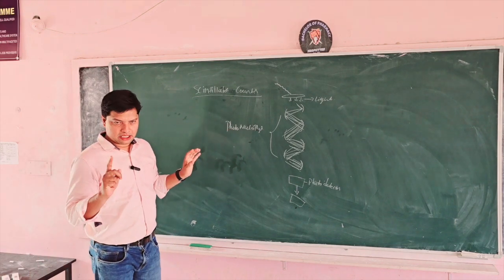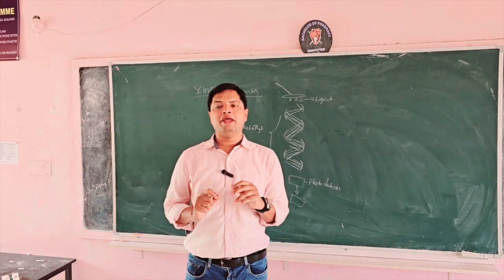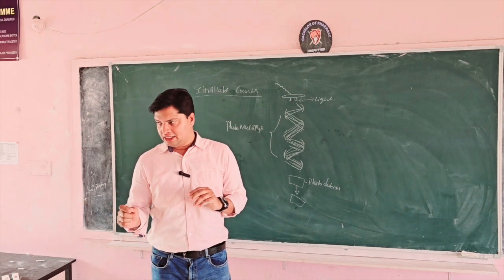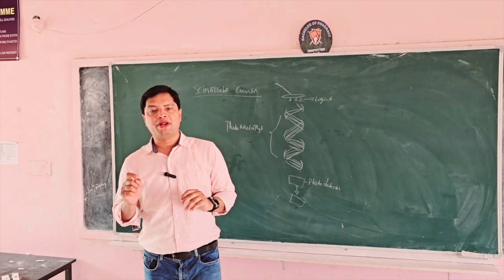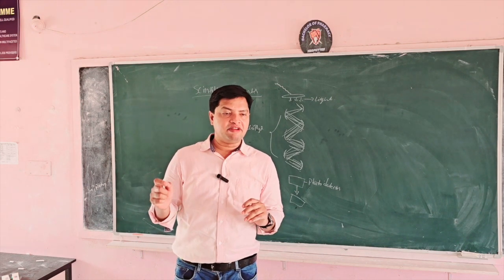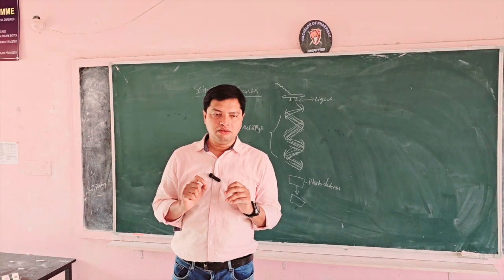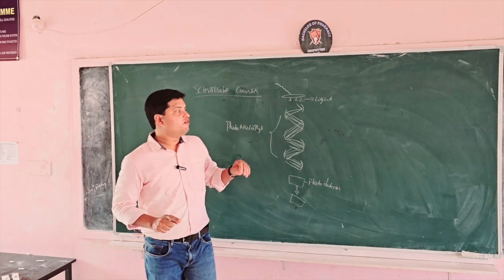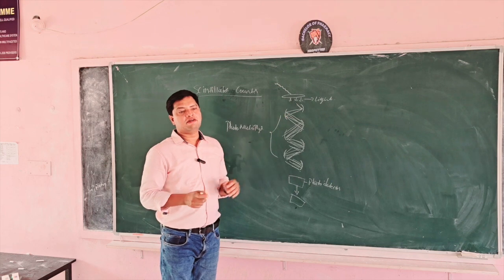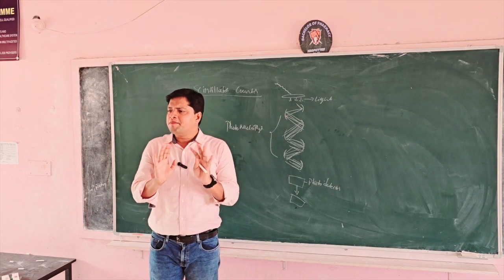I repeat once again, listen. In the scintillation counter, we make use of a property called scintillation. What is meant by scintillation is the phenomenon of production of light when a crystal, or scintillator, comes in contact with radioactive radiation. We make use of this. When the radiation falls on the scintillator, it will produce a small amount of light. Small amount of light is not measurable.